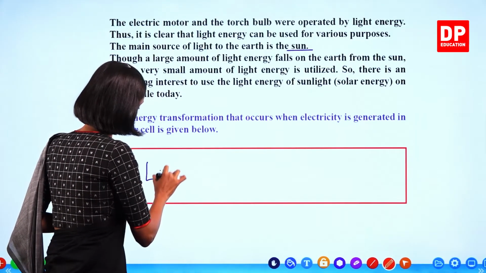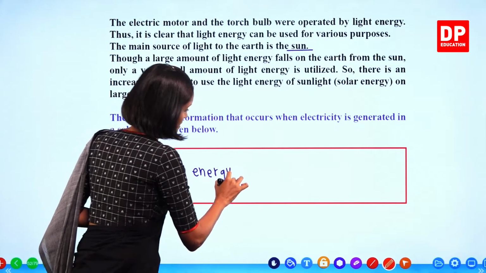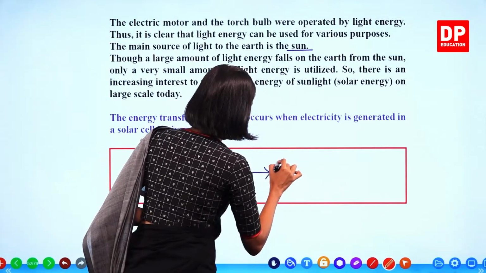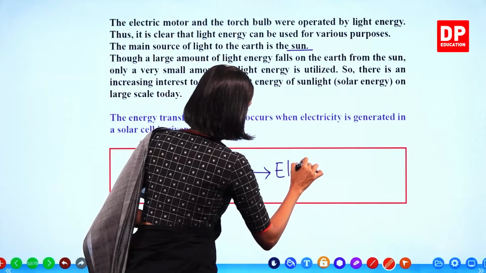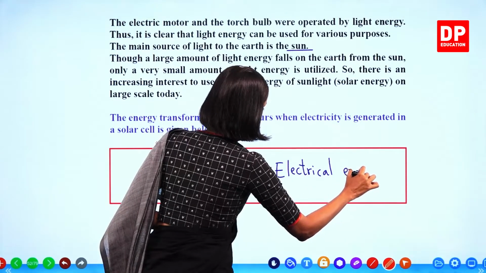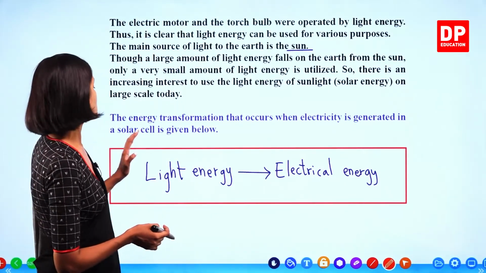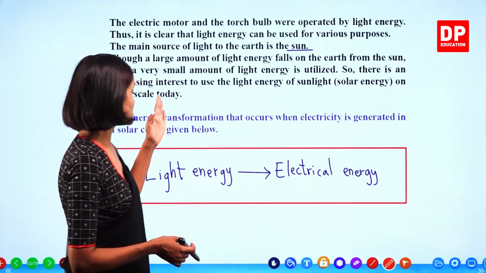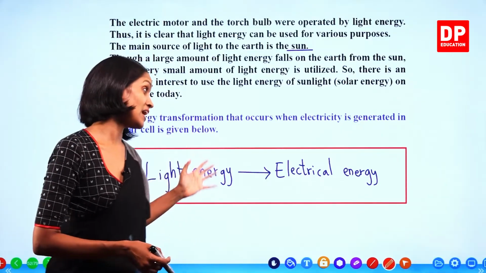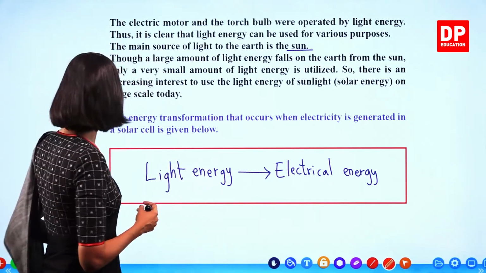Light energy is converted to electrical energy. Right? In solar panels, light energy is converted to electrical energy. Using light, electricity is generated. Right, children? We will move on to the next.